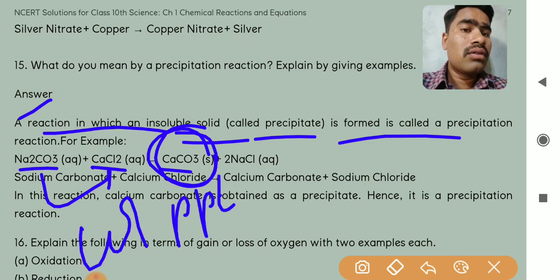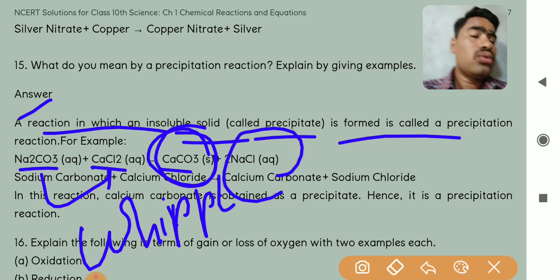It is a white colored PPT along with the formation of NaCl. So NaCl is formed here along with the semi-solid substance, the white PPT of calcium carbonate, and such reactions are called precipitation reactions.